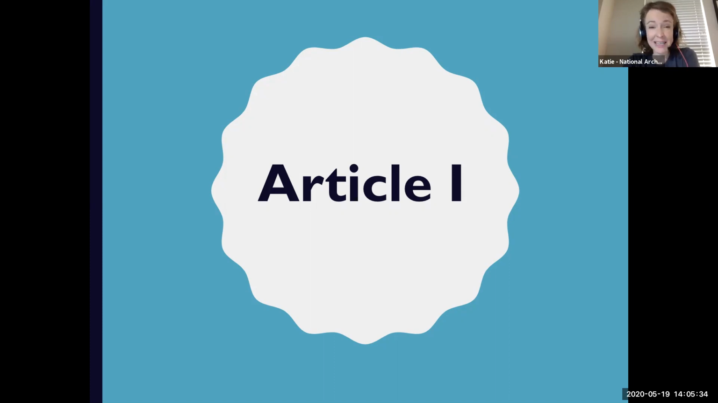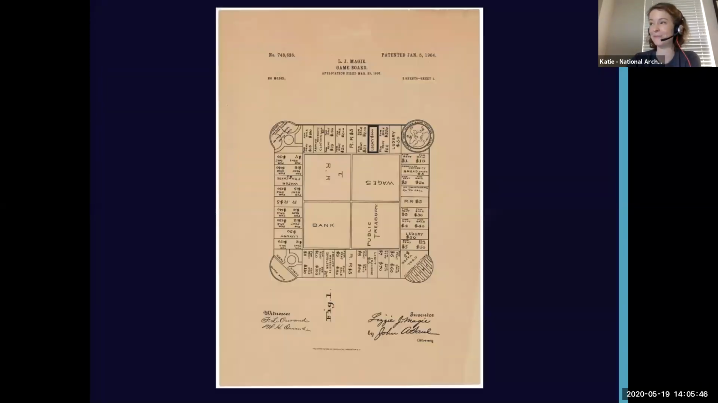And then we're going to take each document and connect it back to the United States Constitution. So let's start with a document that shows us something from Article 1, the first big section of the Constitution. So here's our first document. Again, just start by sending me some details that you notice.